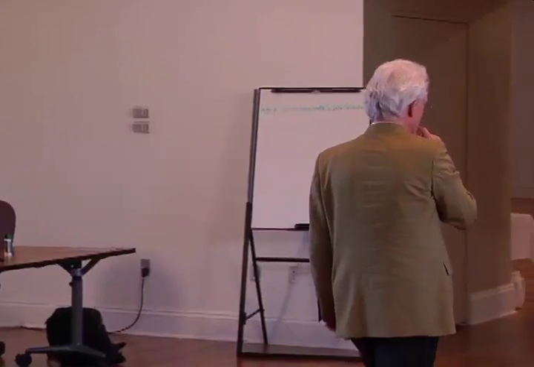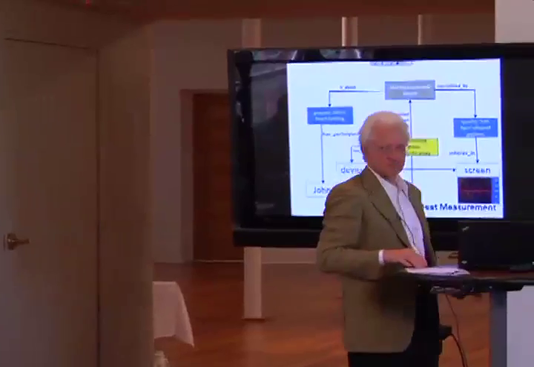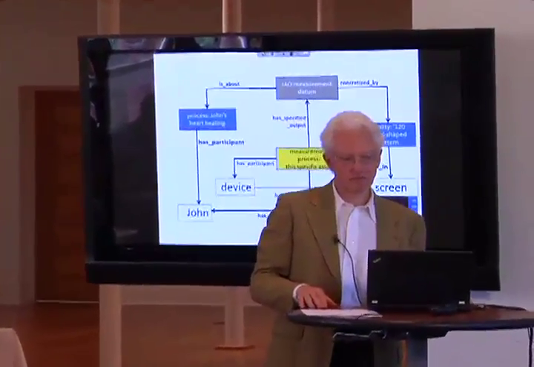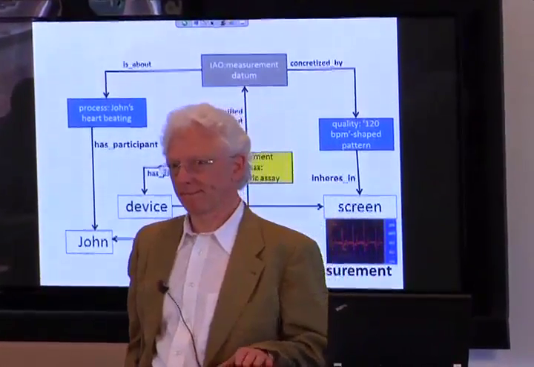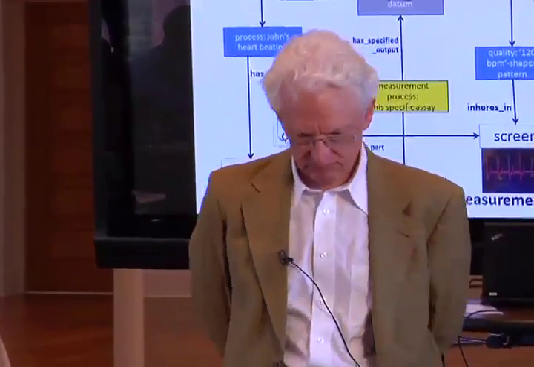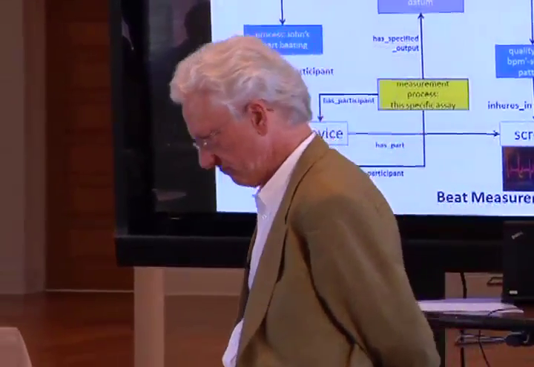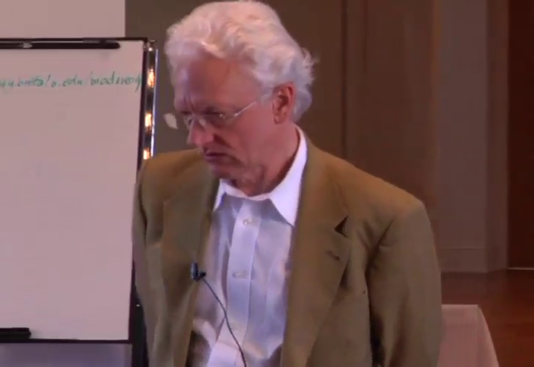Yeah. But I'm not sure it answers my question, which is, there's that quality of 120 that's inhering in the screen at a particular time. So there's a time dimension that I guess you left out for simplicity. But if you want to throw that time dimension back in, and then say at this time you want to represent the fact that there in fact is this heartbeat of this value, what would that look like?